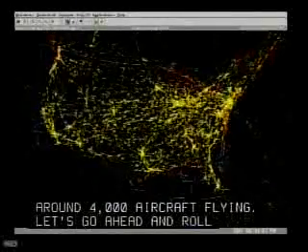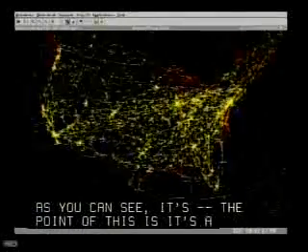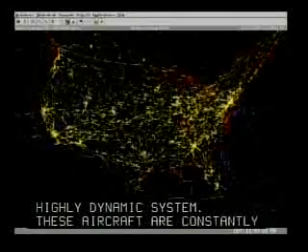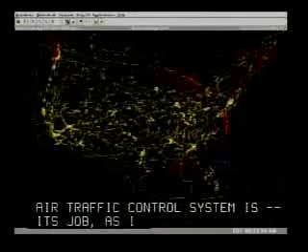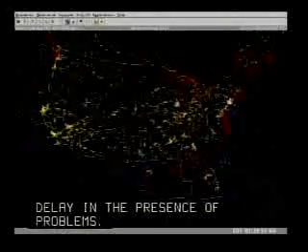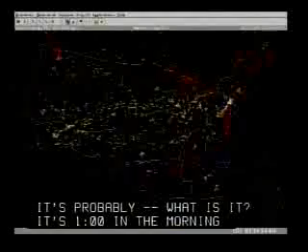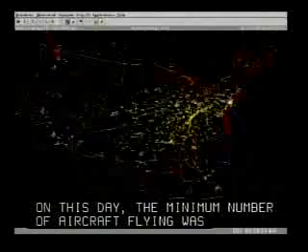As you can see, the point of this is that it's a very highly dynamic system. These aircraft are constantly flying, and of course the air traffic control system's job, as I said, is to ensure safe separation and to minimize delay in the presence of problems. In the upper right part of the screen, you can see all the traffic going over to Europe. Okay, it's 1 in the morning, 2 in the morning now. The traffic is probably down to about 800 or so aircraft. On this day, the minimum number of aircraft flying was about 800. We're at 4 in the morning now, so the East Coast is starting to wake up.